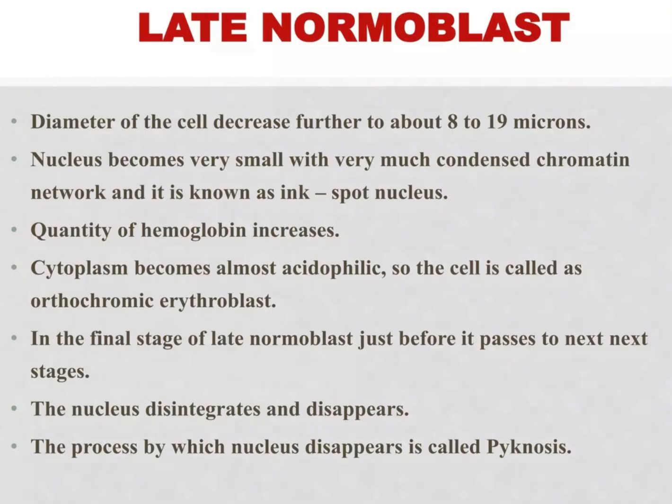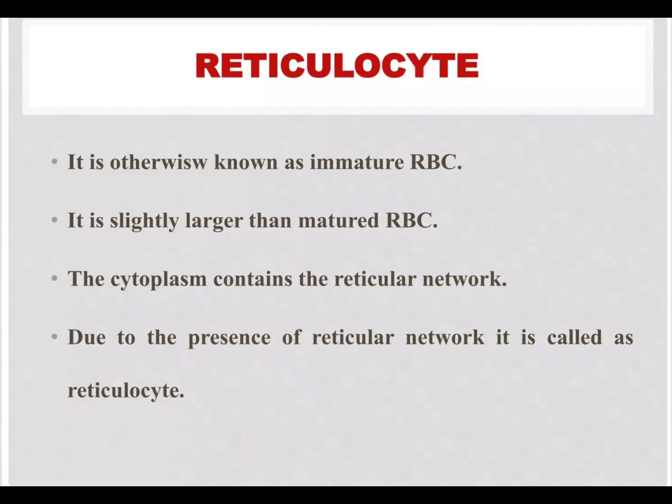Now, the late normoblast, or the autochromatophilic normoblast, becomes the reticulocyte. The reticulocyte, we call it the immature red blood cell. In the reticulocyte, there is no nucleus present at all. And since there is no nucleus, there is presence of what we call the reticular network. The cytoplasm contains the reticular network.